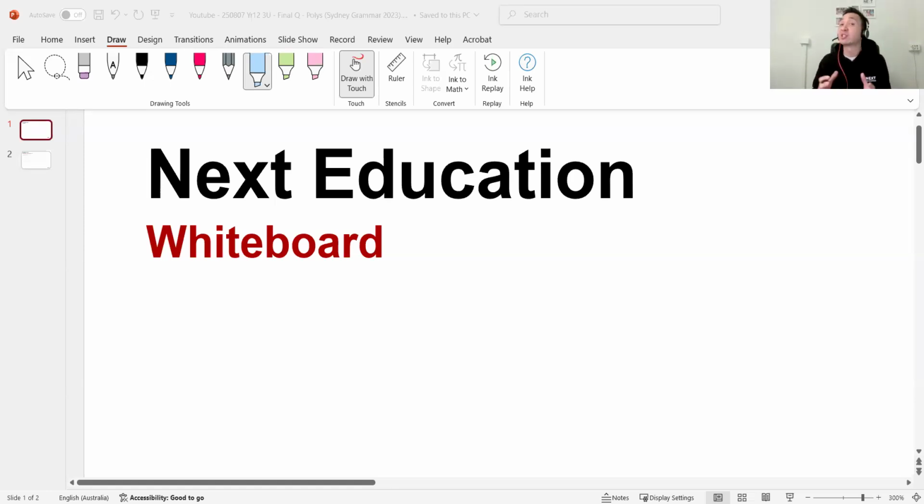Today's question comes from the Extension 1 syllabus, from the Sydney Grammar 2023 trial paper. The final question in the Sydney Grammar test usually is quite hard. Today's question is in the topic of polynomials.